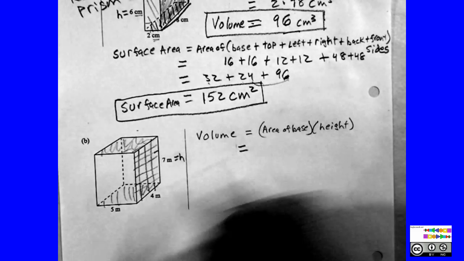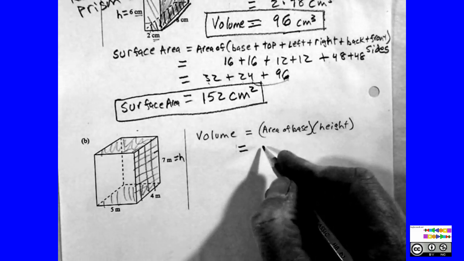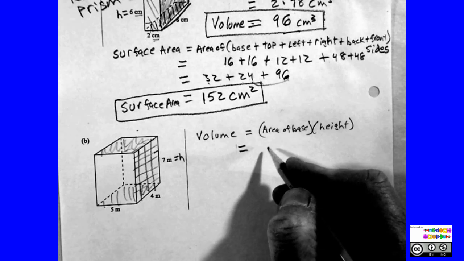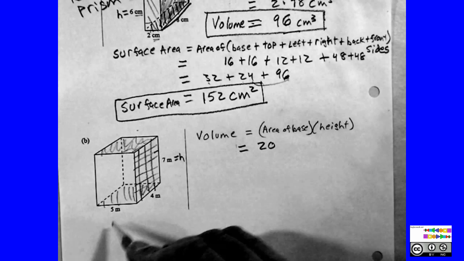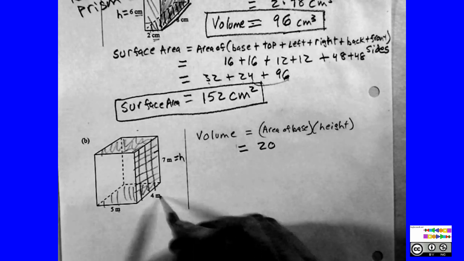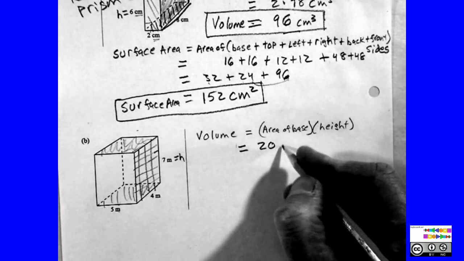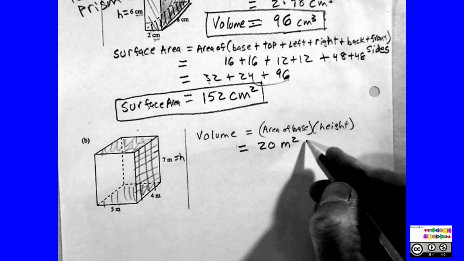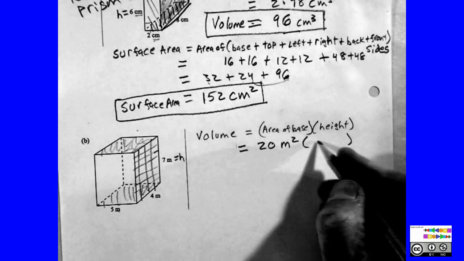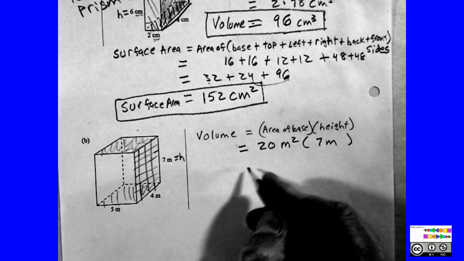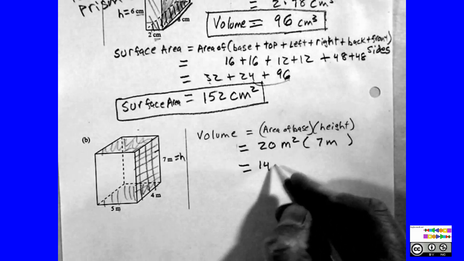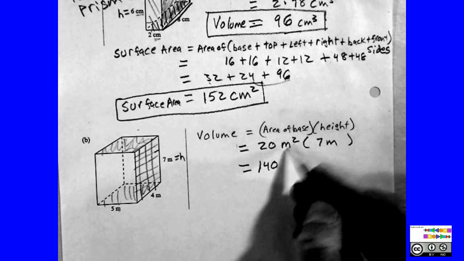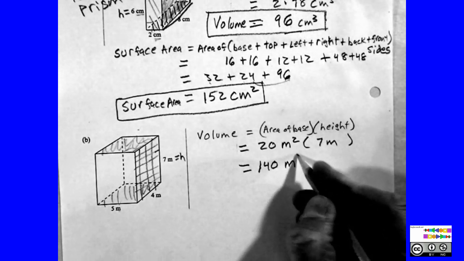So the area of the base is 5 times 4, which is 20. I'm just going to throw in the units. It's an easy problem. Meters squared times the height, which is 7 meters. 7 times 20 is 140. Meters squared times meters is cubic meters.